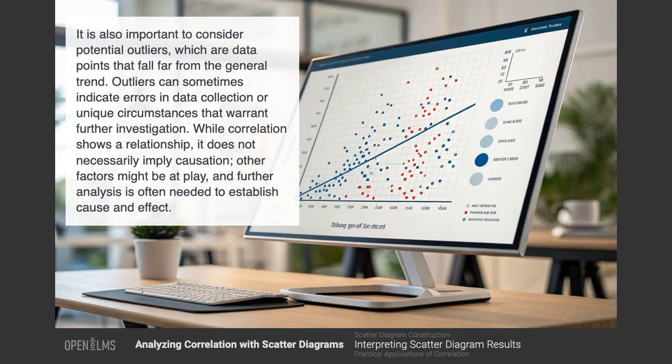It is also important to consider potential outliers, which are data points that fall far from the general trend. Outliers can sometimes indicate errors in data collection or unique circumstances that warrant further investigation. While correlation shows a relationship, it does not necessarily imply causation. Other factors might be at play, and further analysis is often needed to establish cause and effect.